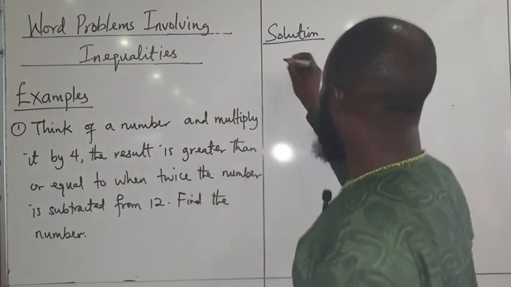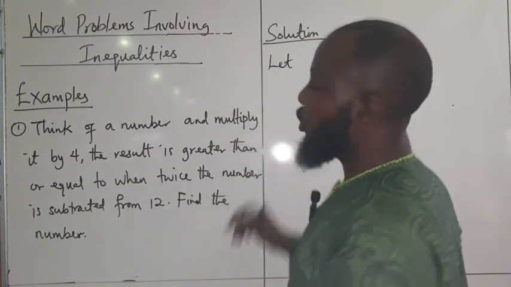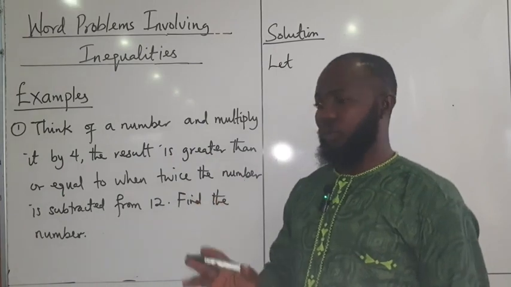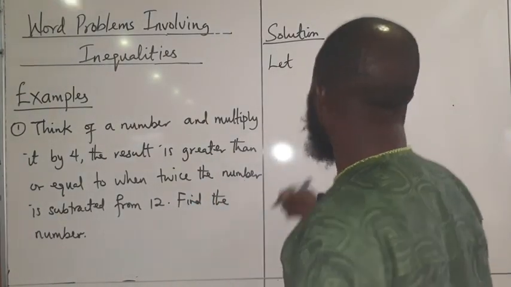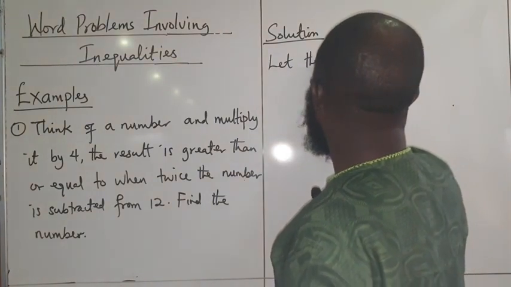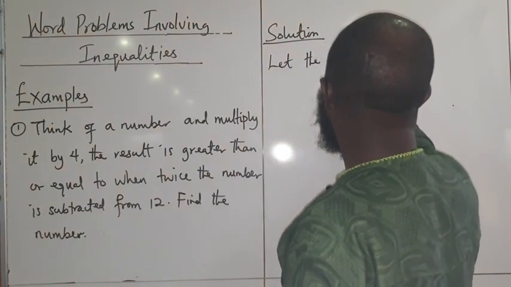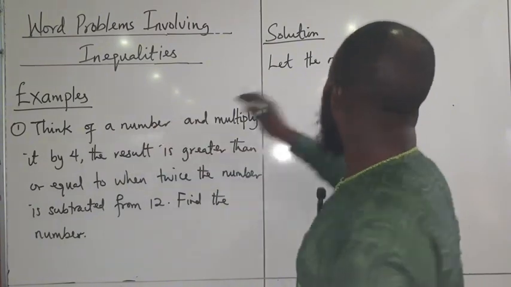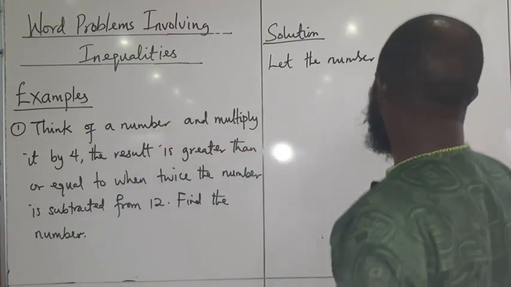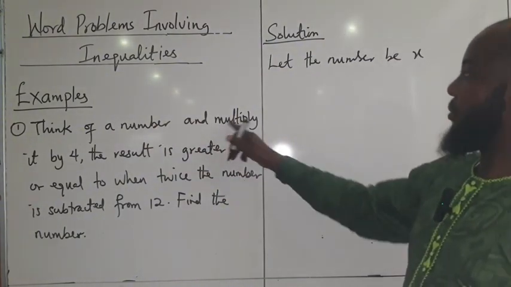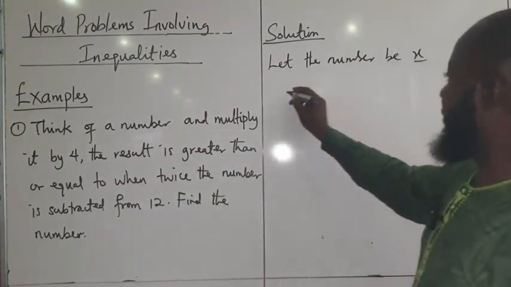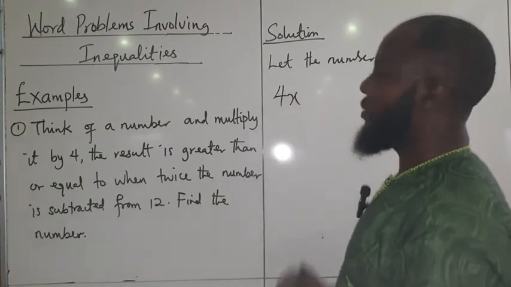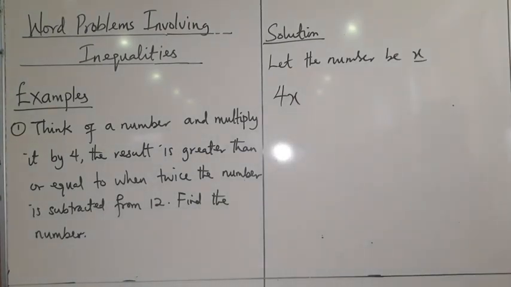Think of a number. So let the number be, so that is your unknown. Anytime you are solving a problem, use any letter of the alphabet to represent it. So in this case, let the number that we are thinking of be, let's say x. Right? And multiply it by 4. That is this number x multiplied by 4. That is 4x. You have multiplied by 4. I hope you are getting me.